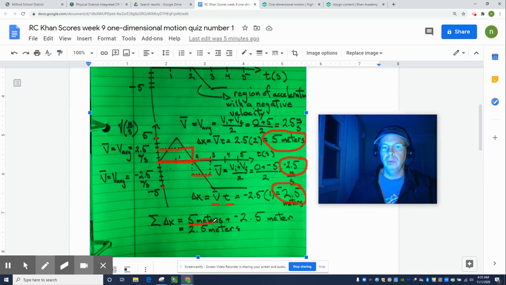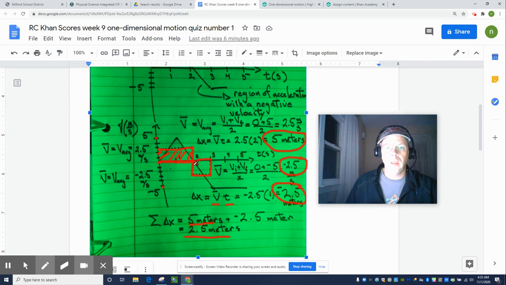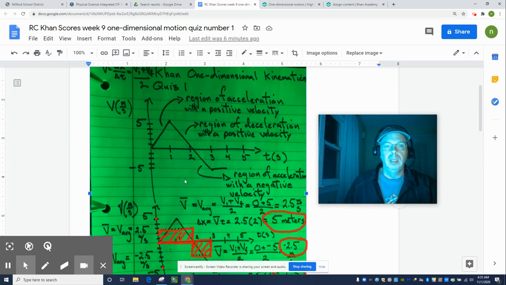And then you just do the positive 5 meters displacement plus the -2.5 meter displacement, and you get 2.5 meters. Khan likes to emphasize that it's the area under the curve. And this concept is actually going to come up over and over again in integral calculus when you get to that. So simple trick, change accelerated motion into constant velocity.